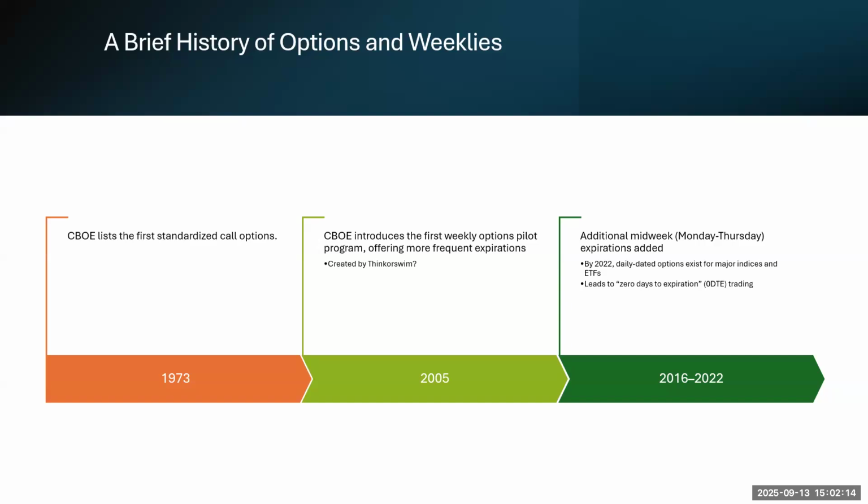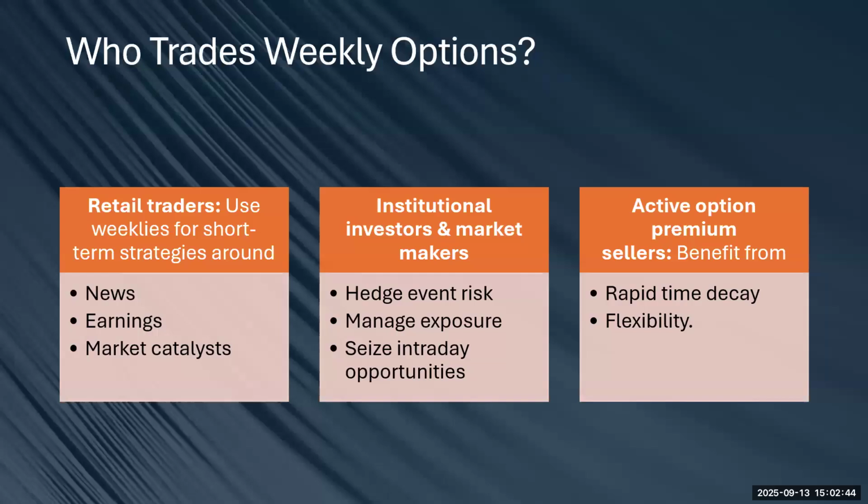And then starting in 2016, we started seeing more midweek options. It first started with Monday, Wednesday expiration, so you had one expiring every other day. And eventually we're down to zero DTE options, which is basically options that are expiring 5 days a week, and we have that on most of the major indices, but not yet on all stocks. But there's no reason why that can't happen.